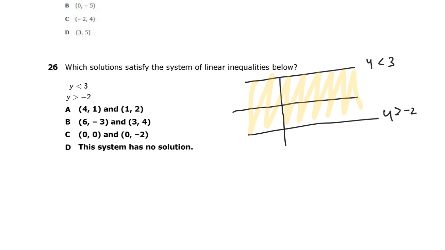We have 4, 1. And we have 1, 2. Six, negative 3, that's not going to work. We have 0, 0, and this is 0, negative 2. That's not going to work because there's no equal here. So your answer is A.